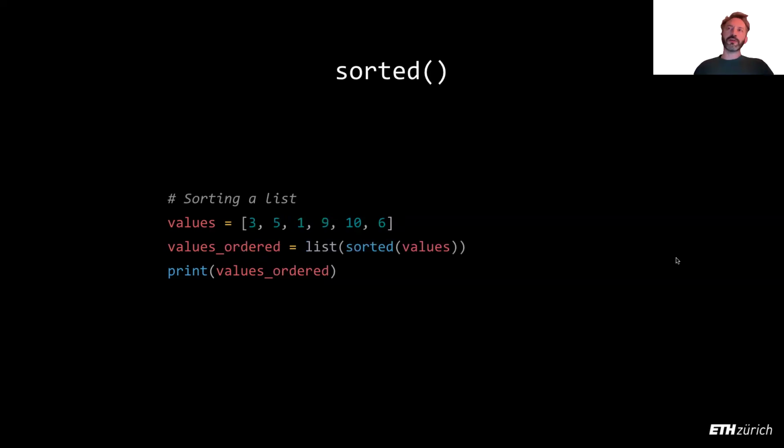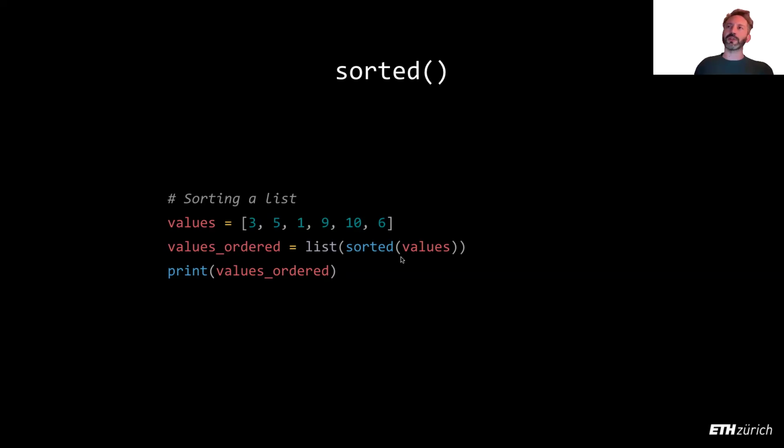Sorted is also a very fundamental function that is built in. It's not attached to list. It can take any sort of enumerable, and it will sort it. So if we have a list of values, we can call sorted of values, and it will return something that we have in order. The reason why we are wrapping it again in a list is because in Python 3 in particular, sorted will return something called a generator.